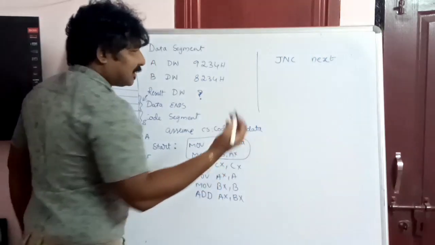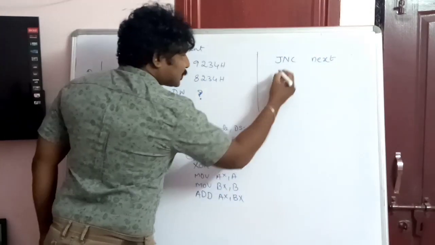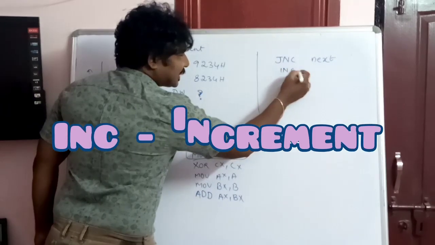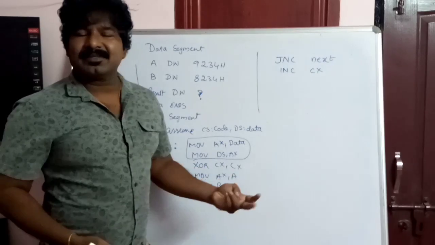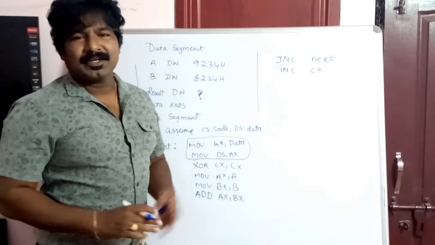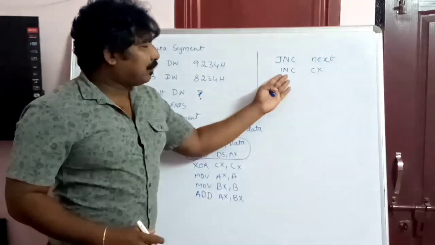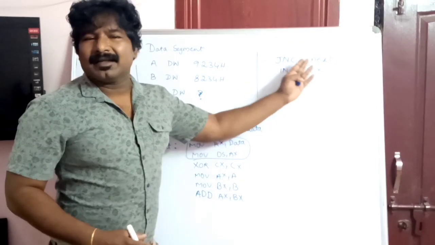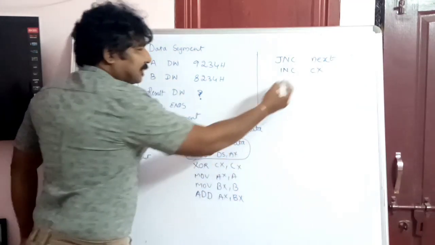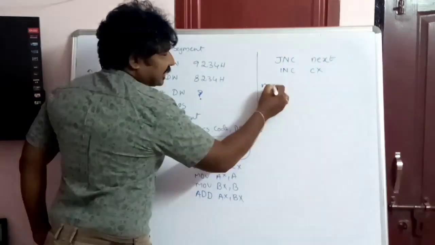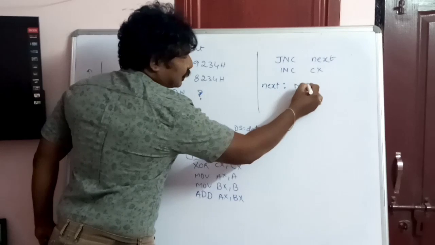In that case, I have already reserved CX to store my carry value. So I will increment the CX register. INC stands for increment. Because I have cleared my CX contents, now I will increment it so that my value gets incremented. This will be executed if the carry occurs, that means if JNC is false. After this I'll write a label called next, next colon.